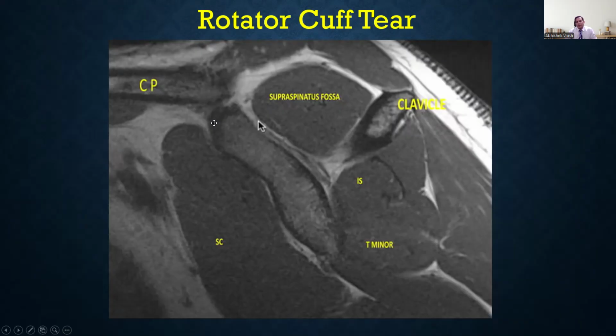So this is a section where you can see this is the acromion, the supraspinatus fossa, where there will be the supraspinatus, then this is the clavicle, this is the infraspinatus, and this is the subscapularis. This is the teres minor.